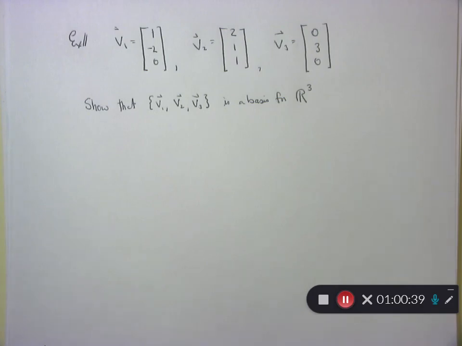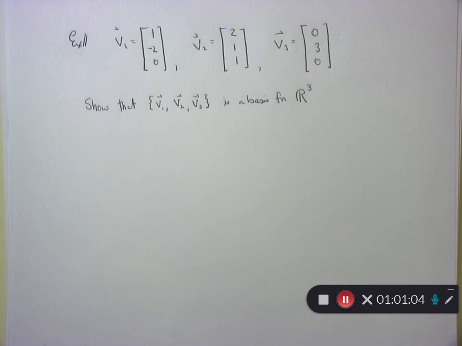Another example. Let V1 be the vector 1, negative 2, 0. V2 be the vector 2, 1, 1. V3 be the vector 0, 3, 0. Show that V1, V2, V3 is a basis for R3.